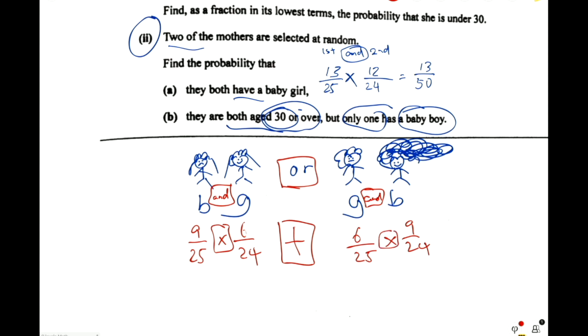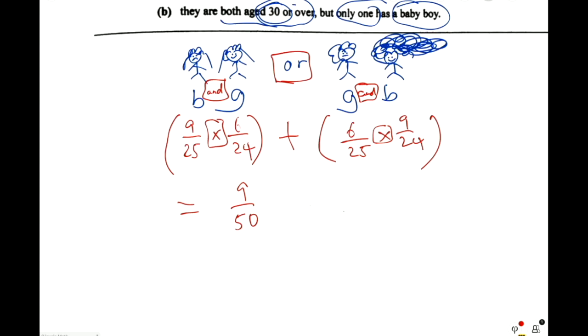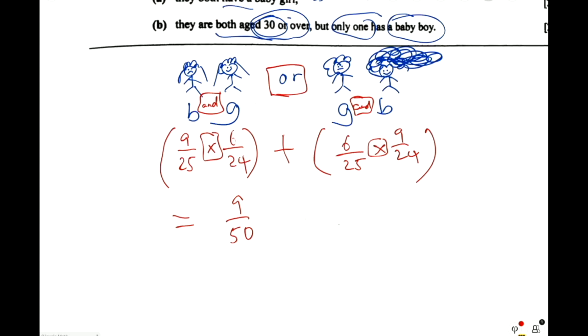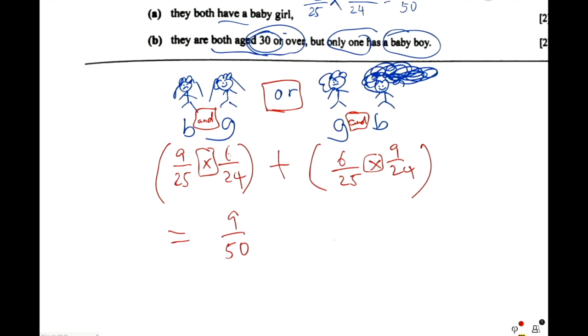Okay, so this is the entire sum. What you need to do. Okay, so key into the calculator and we will get 9 upon 50. Right? 9 upon 50. Is that alright? Okay, so I think we can stop here for today.